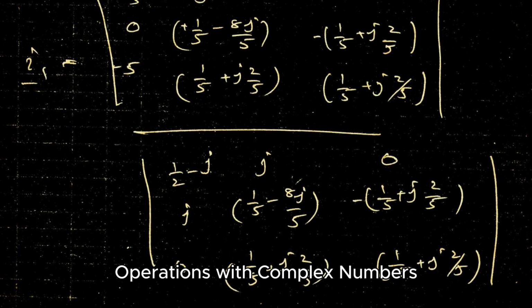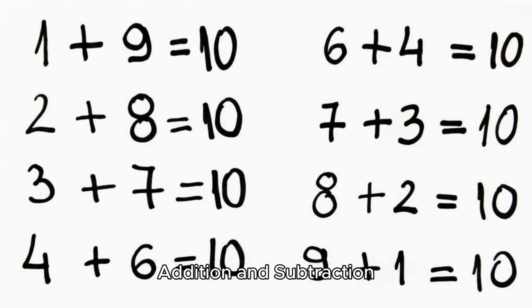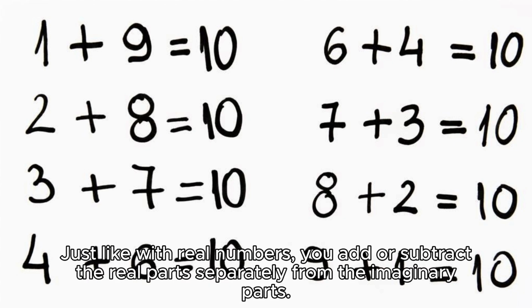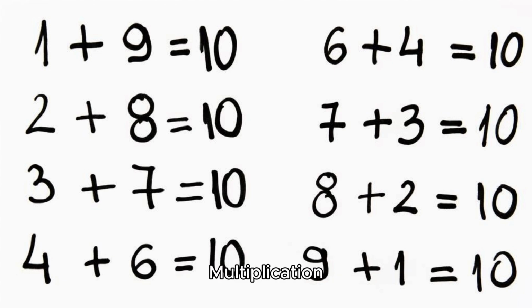Operations with complex numbers. Addition and subtraction. Adding and subtracting complex numbers is quite straightforward. Just like with real numbers, you add or subtract the real parts separately from the imaginary parts.